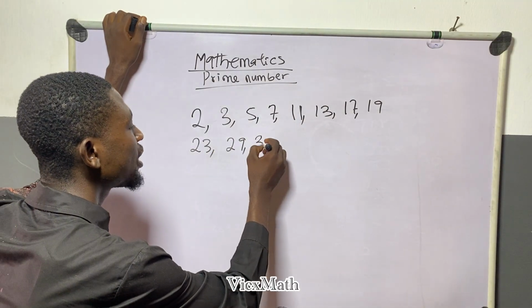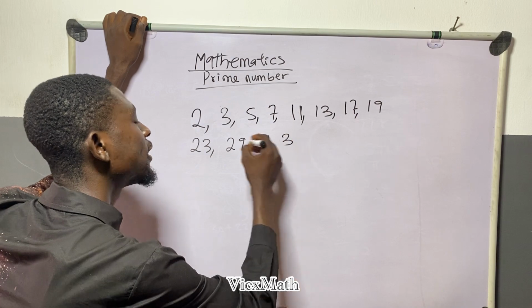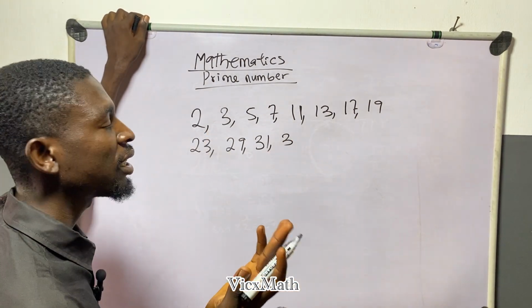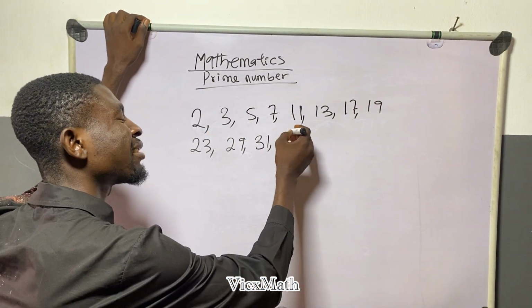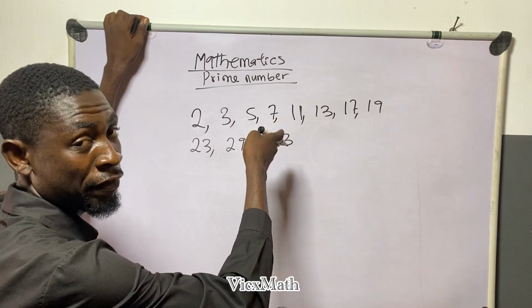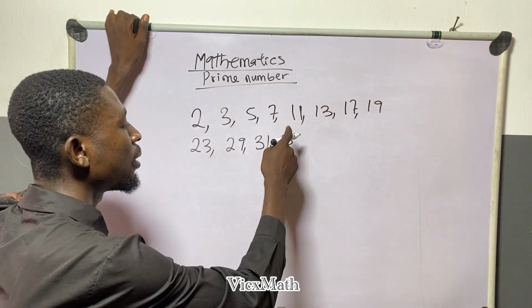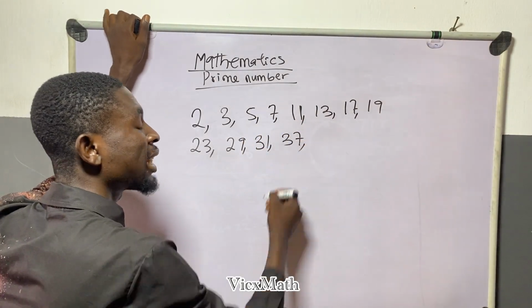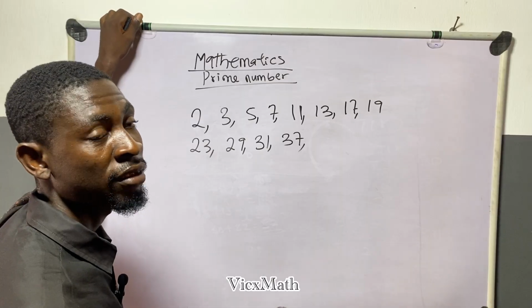After 29, we'll have 31. After 31, we'll have 33? 33 cannot be there, 3 can divide it, and 11 can divide it. So let's say 35 cannot be there, and it cannot be an even number. So there are many ways to even check your number. 37. 39 cannot be there because 3 can divide it and give you 13, and 13 can divide it.